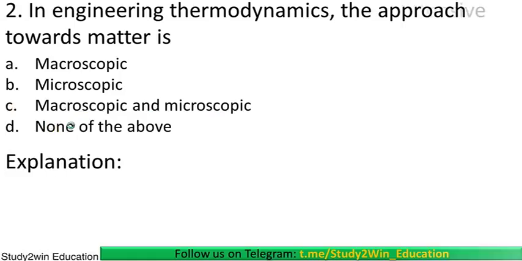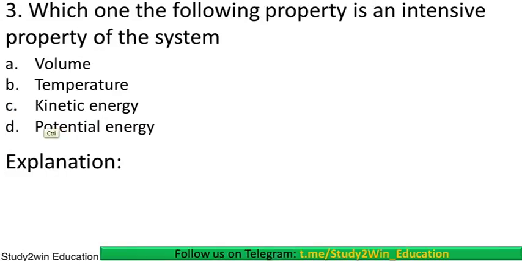Let's move towards the next question. Which one of the following properties is an intensive property of the system? Let's understand what an intensive property is. Let's take a body, and it has some properties: pressure, volume, temperature, kinetic energy, potential energy, etc. Divide the body into two halves, A and B. If the property also gets divided, then it is an extensive property. If the property does not get divided by dividing the object, then it is an intensive property. In short, an intensive property does not depend upon the mass of the object, but an extensive property does depend on the mass of a system or the object.